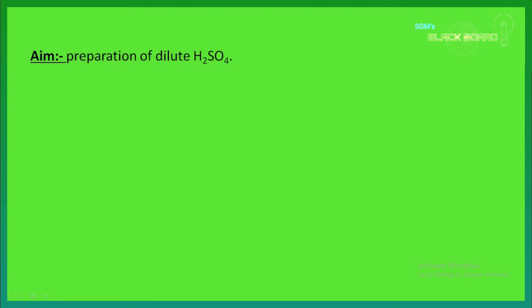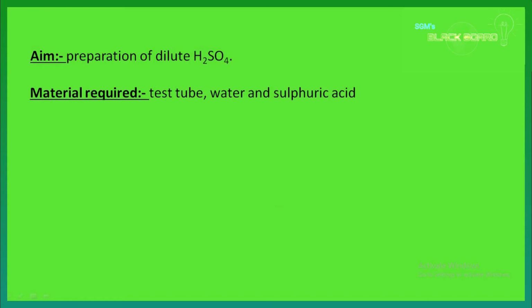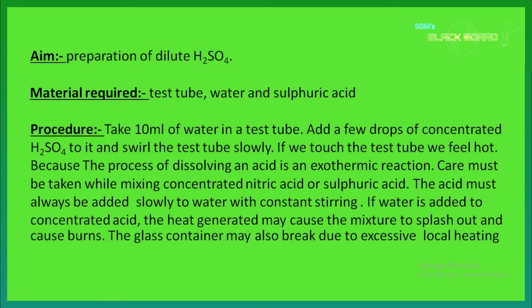Now let us see how to prepare dilute sulfuric acid. The aim of the activity is the preparation of dilute sulfuric acid. For that, the materials required: test tube, water and sulfuric acid. Procedure: take 10 ml of water in a test tube or a beaker. Add a few drops of concentrated sulfuric acid to it and swirl the test tube slowly.